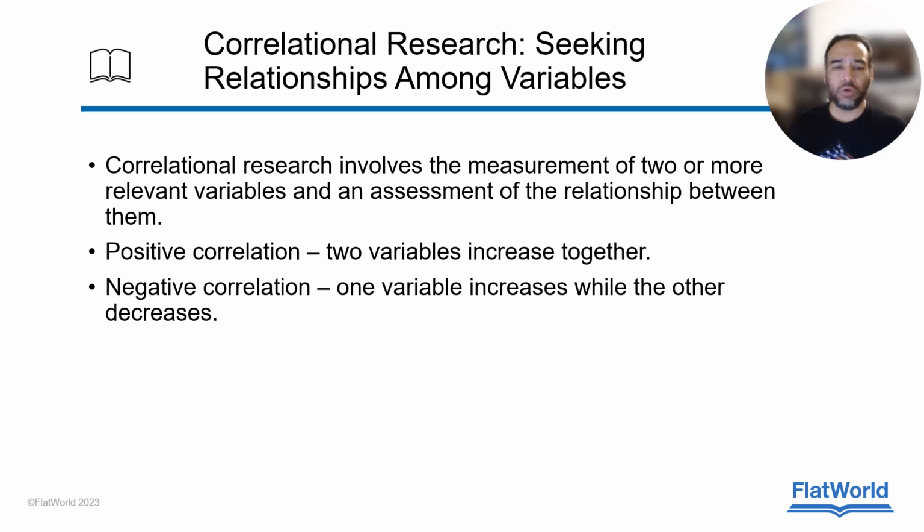Okay, let's talk about correlation, positive and negative correlation. Positive correlation just means that when one thing increases, another thing also increases. Or if one thing decreases, the other thing decreases, meaning they follow each other. One goes up, the other one goes up. One goes down, the other one goes down.